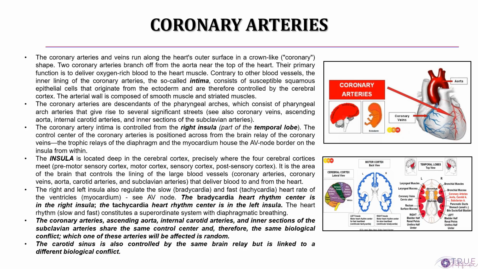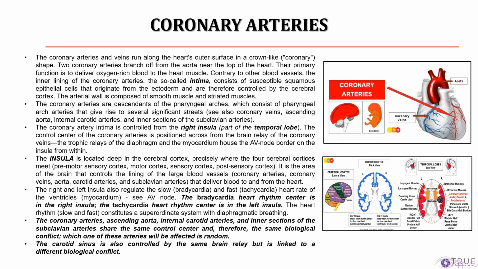And the insula is located deep in the cerebral cortex, precisely where the four cerebral cortices meet, namely the premotor sensory cortex, the motor cortex, sensory cortex, and the post-sensory cortex. It is the area of the brain that controls the lining of the large blood vessels, so the coronary arteries, the veins, the aorta, the carotid arteries, and the subclavian arteries, which deliver blood to and from the heart.